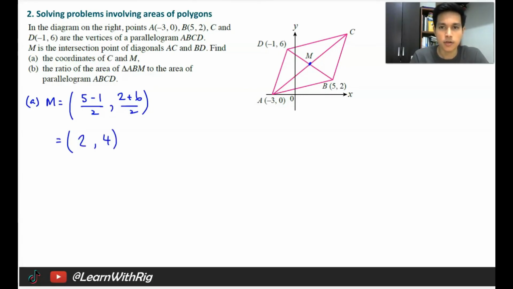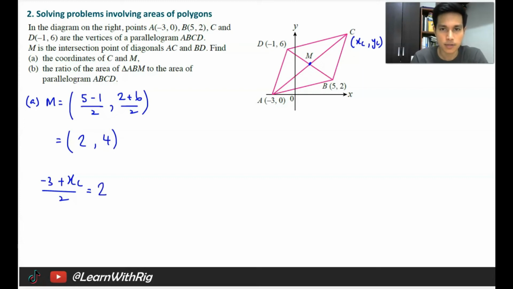So this is your coordinate of M. Next, you want to find the coordinate of C. So it's also the midpoint. So in this case, let's just assume that this is XC and YC, okay? To find the C value, we are going to take (negative 3 plus XC) divided by 2 should be equal to the midpoint, which is the M here. So it equals 2.